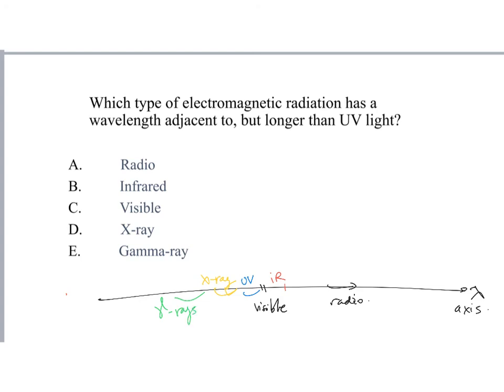All right, so adjacent to but longer than UV light. Let's identify the UV light. What's adjacent? It's either visible or X-ray, but we want a longer wavelength. So longer wavelength, that is going to be the visible. You go towards the longer wavelength. So this is how we answer questions like this.